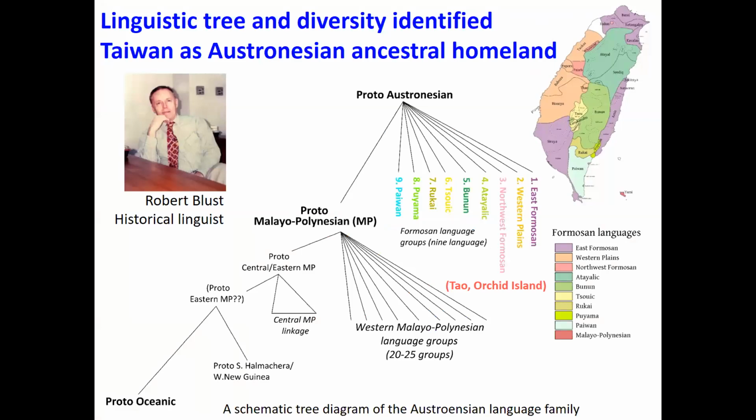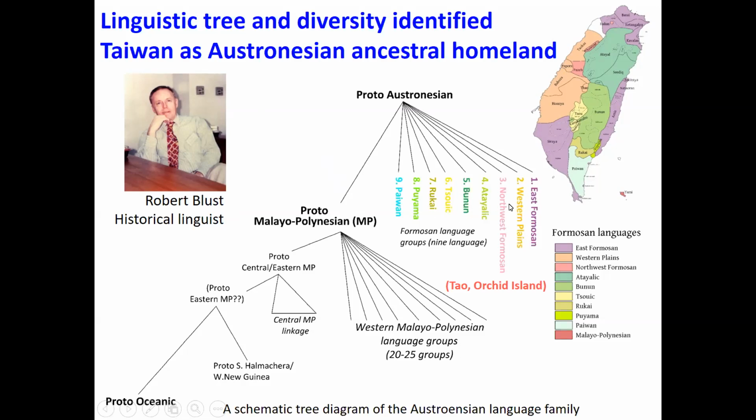And the reason they have this hypothesis is because, based on a historical linguistic study, an American linguist called Robert Blust classified some 1,200 different Austronesian languages into 10 different groups. Nine of them were spoken exclusively by the indigenous population in Taiwan. And the rest, more than 1,100 different languages, belong to what we call the Malayo-Polynesian language group.